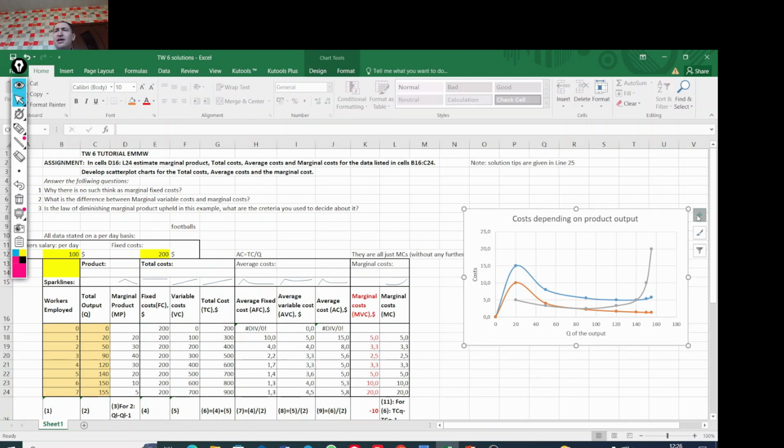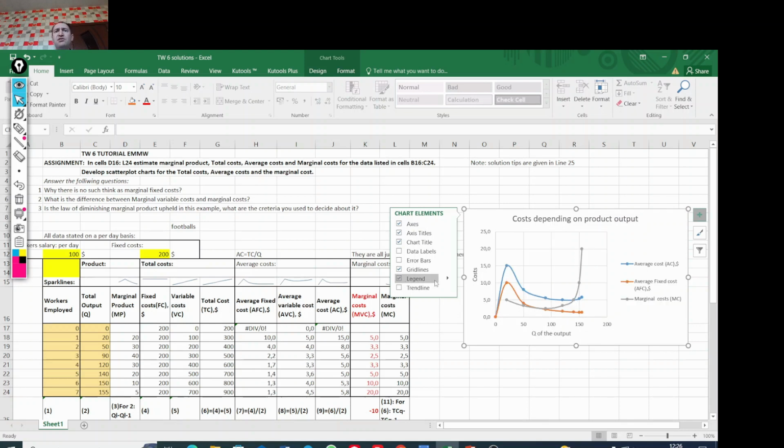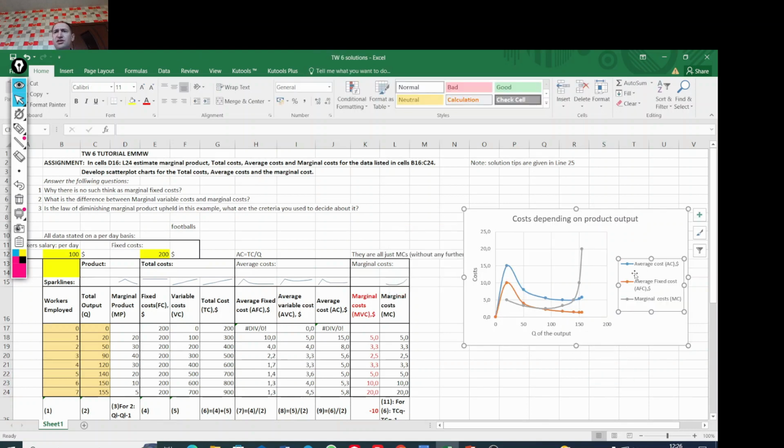So it's time to add a legend to the chart so as not to be confused. How to add a legend: go to the right hand tip of the chart, click on it, and there you have these plus signs. Click on it one more time, go to legend and click on legend. And now the legend is added to the chart.